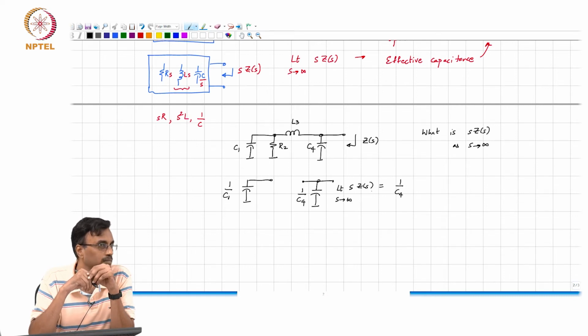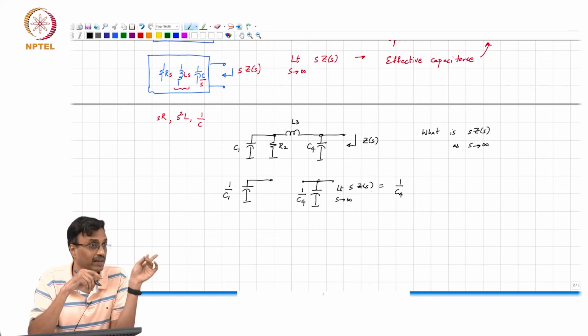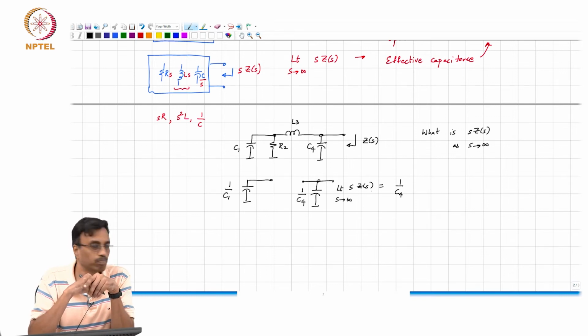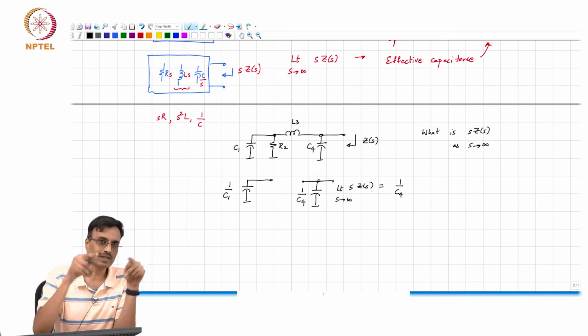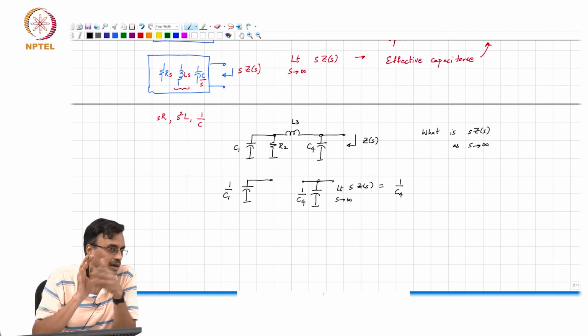All right. Pardon? Because s times Z of s has dimensions of 1 by capacitance, it is not capacitance. It's 1 by the effective capacitance that you look at.